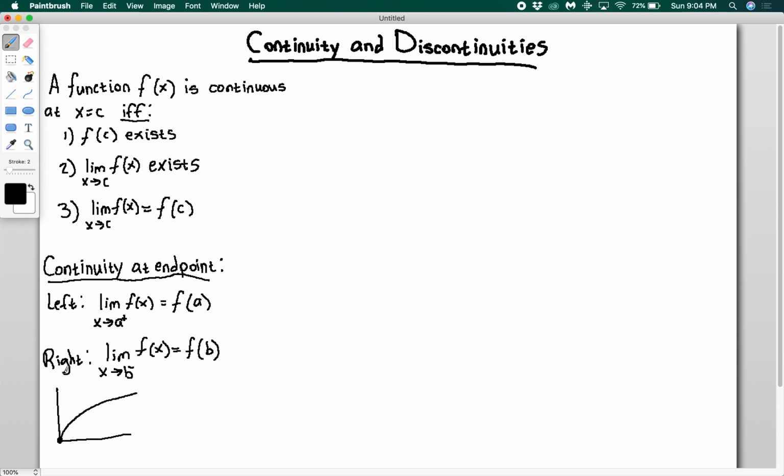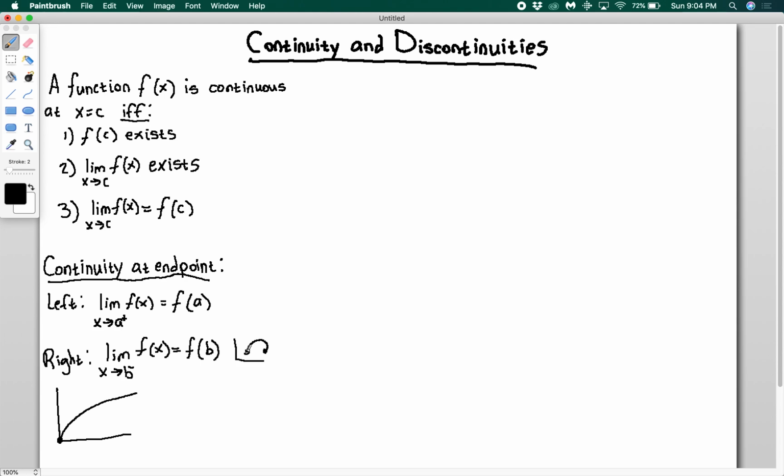And if you have a right endpoint, then you approach from the left, right? So for this one, if I have a function like this, is this function continuous? Yes, because it's a right endpoint. If I approach from the left, the limit as I go closer to this point is equal to the function at this point.